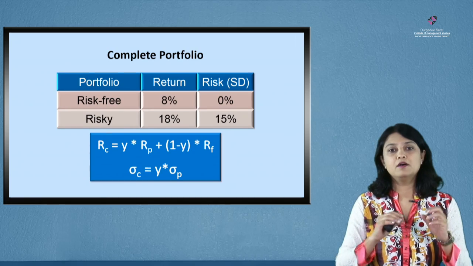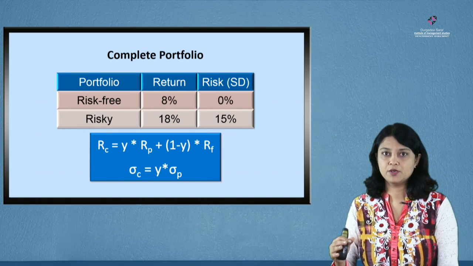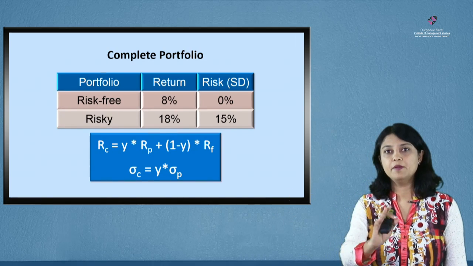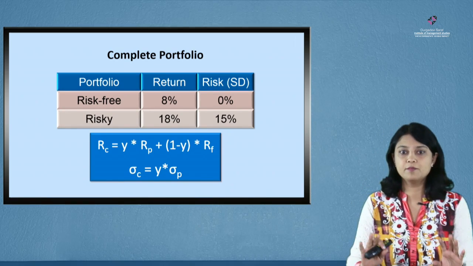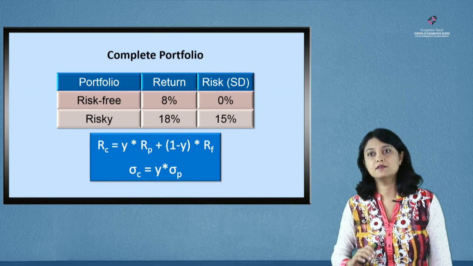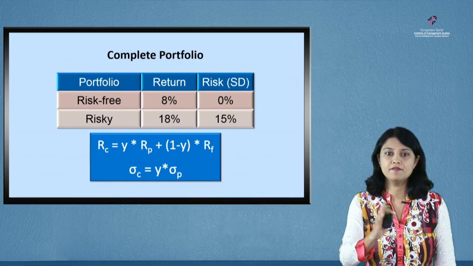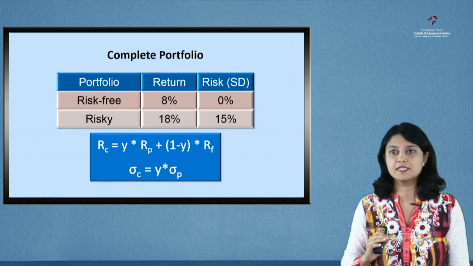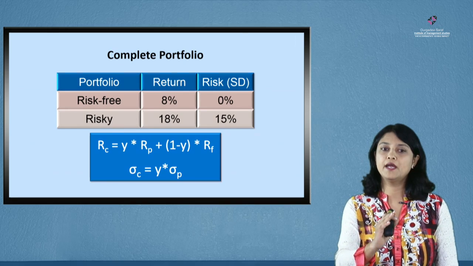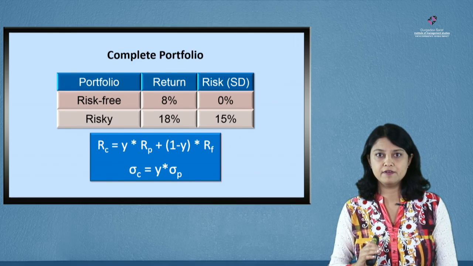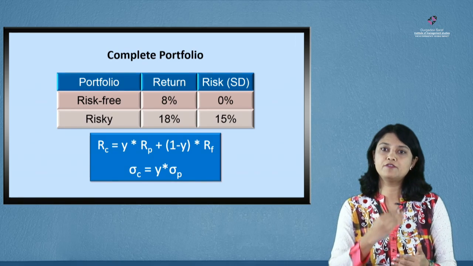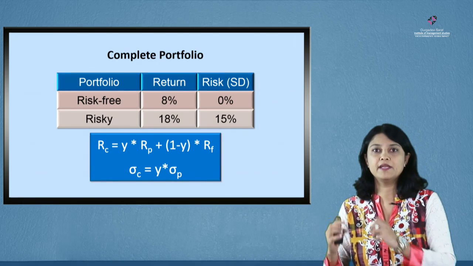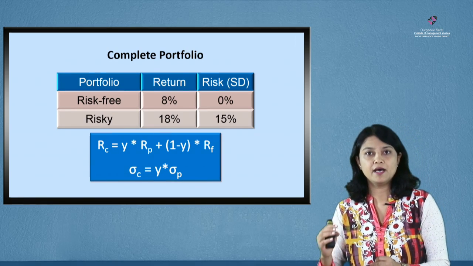So this can be measured, as you can see on the screen. The formula is given, it's a simple weighted average, remember, nothing more. The return is the weighted average of RP. RP is the risky portfolio's return, and Y here is the proportion we are investing into it. So Y multiplied by RP is the return generated from the risky portfolio, and 1 minus Y multiplied by RF.